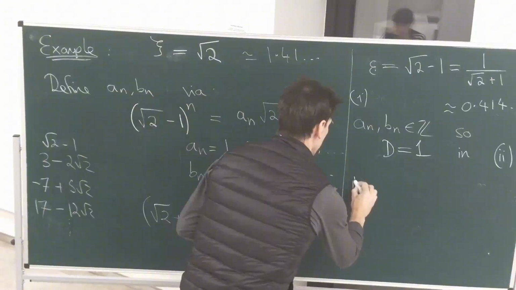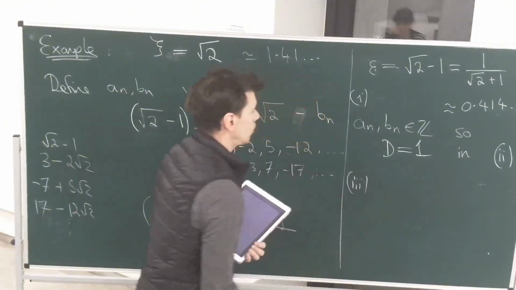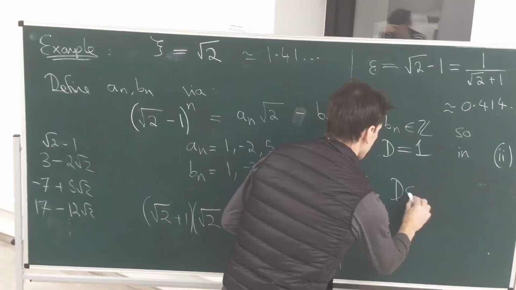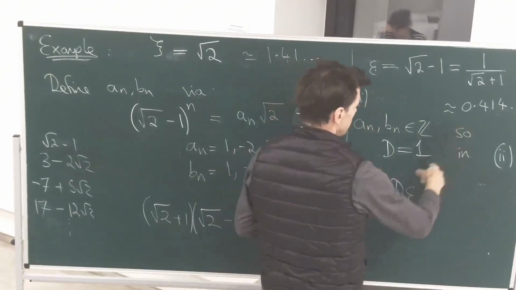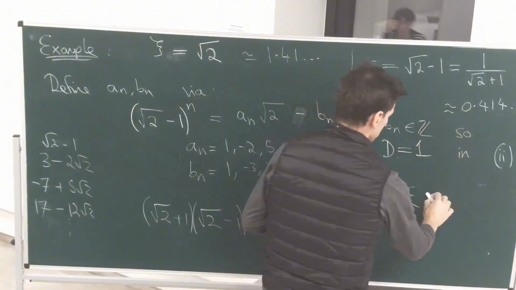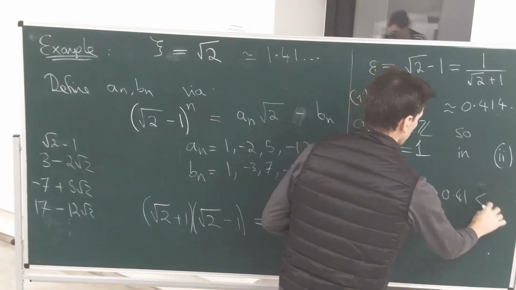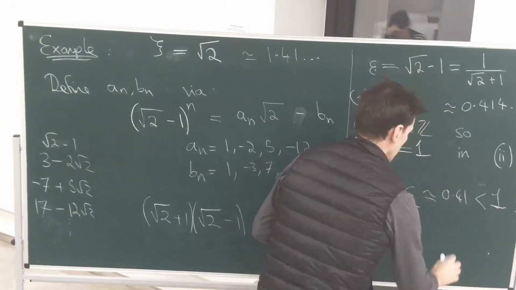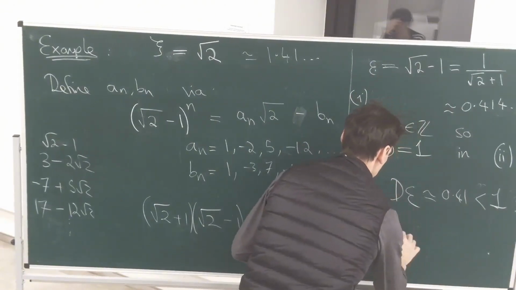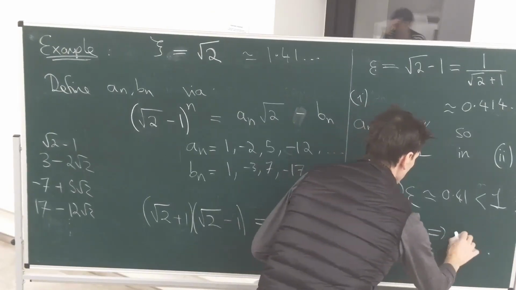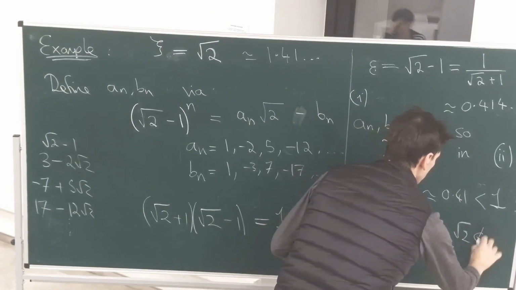And part 3 was we had to check some inequality, that d times epsilon is less than 1. And that's very easy because d times epsilon is about 0.4, which is certainly less than 1. And so the criterion, the proposition, implies that square root of 2 is irrational.